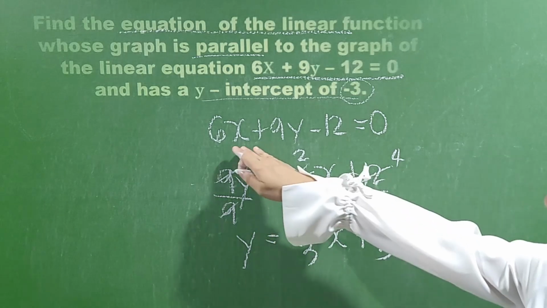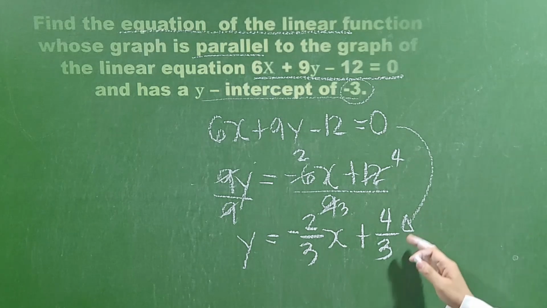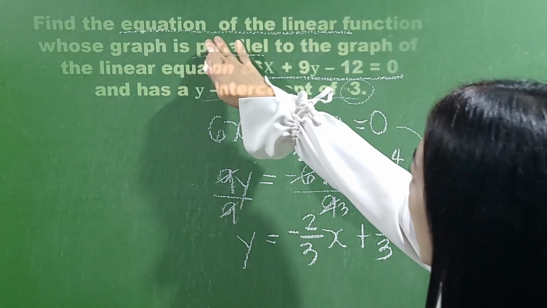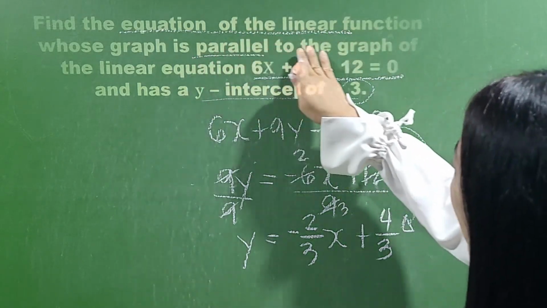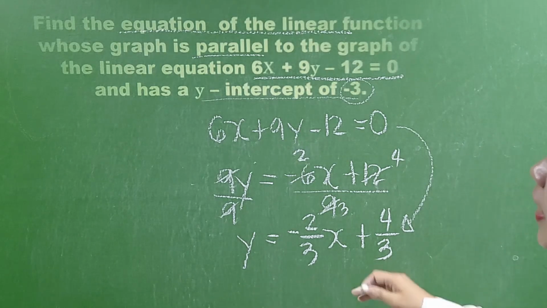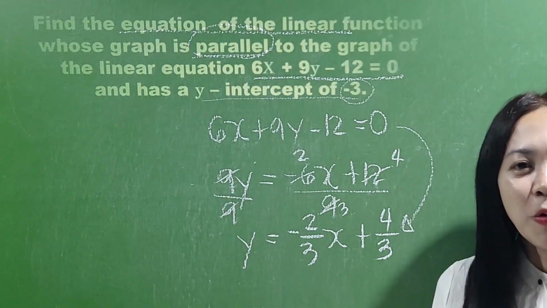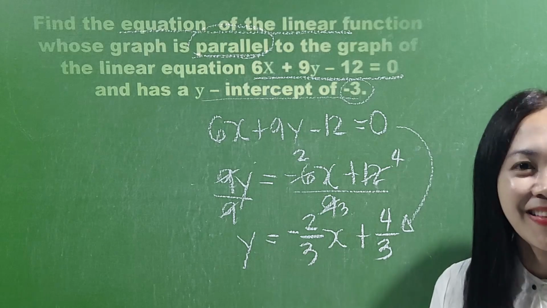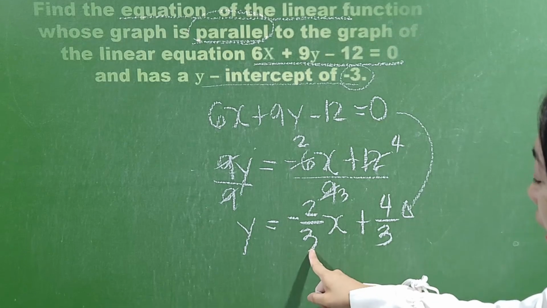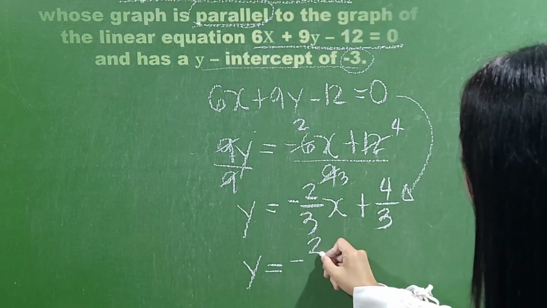Okay, now that we wrote this standard form into slope-intercept form, we can now answer the question. We are looking for the equation whose graph is parallel to this linear equation. Take note, if it's parallel, then that means the slopes are the same, but the y-intercepts are different. The slope here is negative 2 over 3. So it means the slope of our equation is also negative 2 over 3.